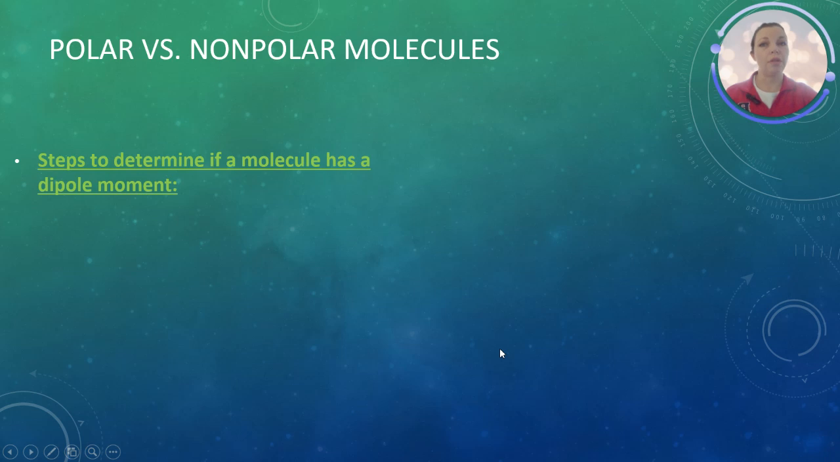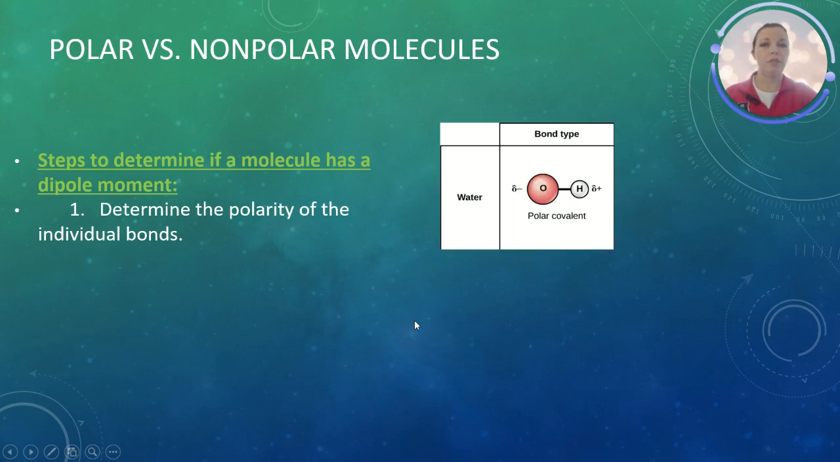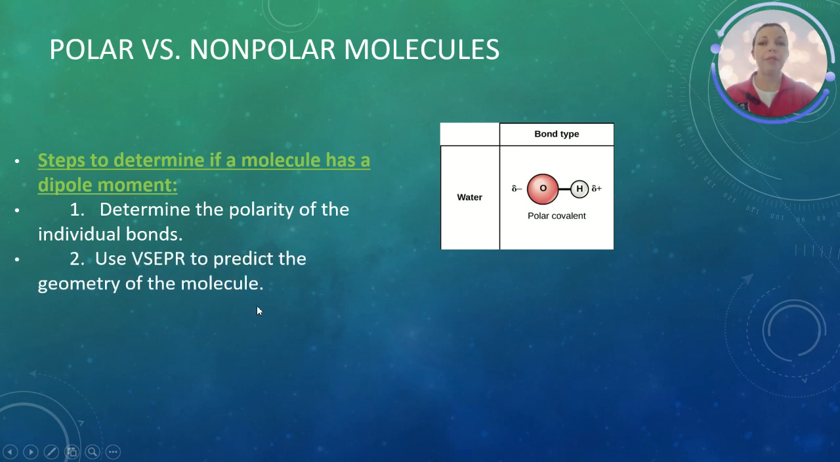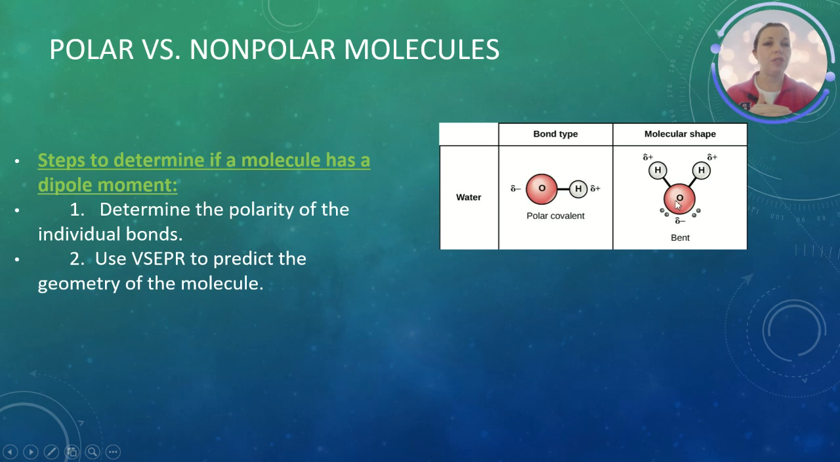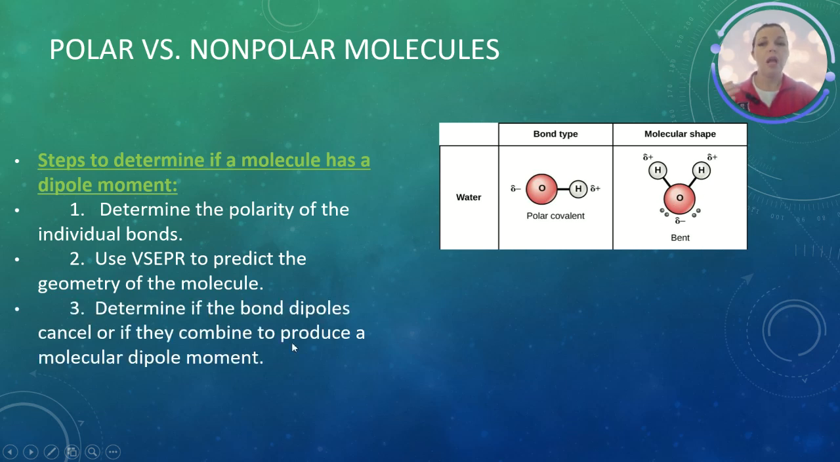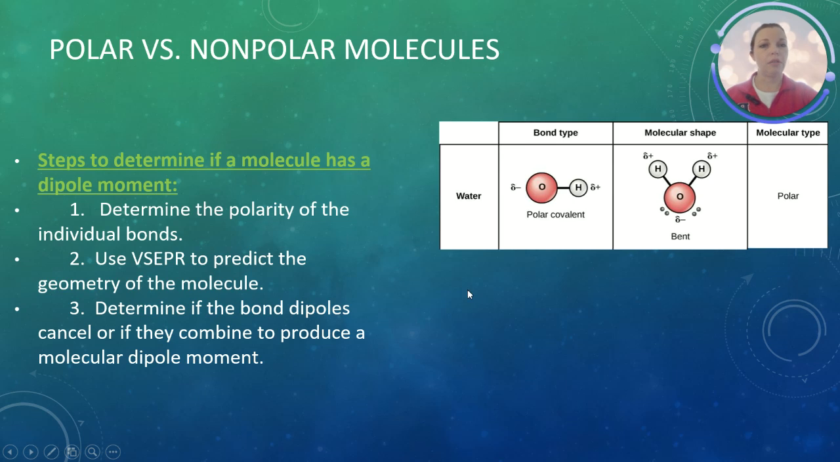So there's some steps that you can think about to determine if a molecule has a dipole moment. So number 1, think about the polarity of the individual bonds. So for example, for water, the OH bond is polar, and then we think about the geometry of the molecule using VSEPR. So in this case, we have bent geometry, so your bond dipoles are not going to cancel out, and therefore this is going to be a polar molecule.